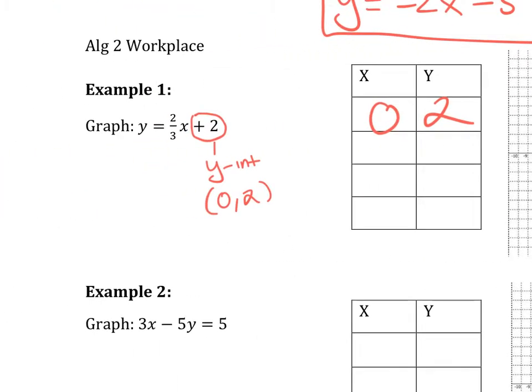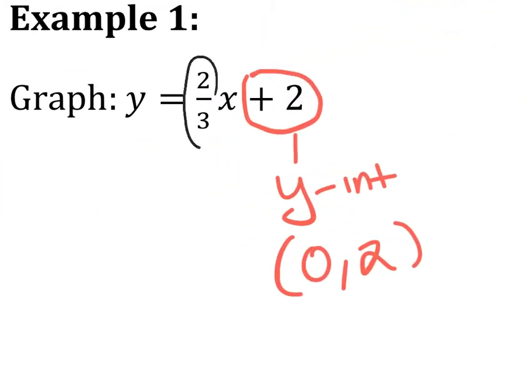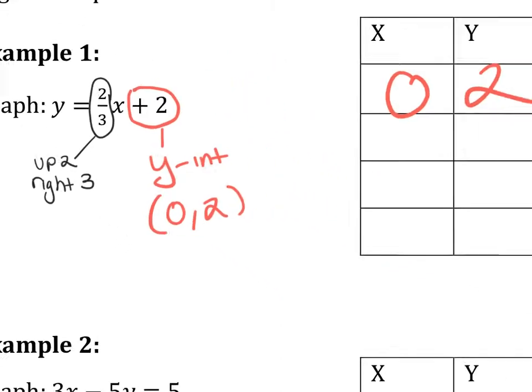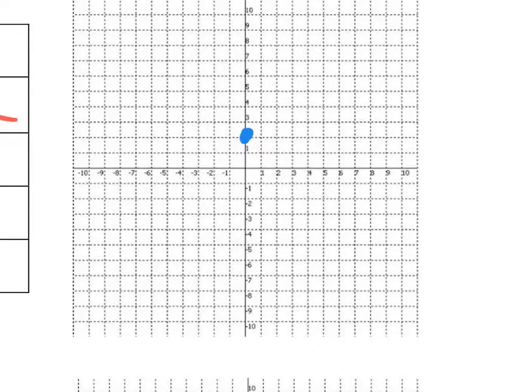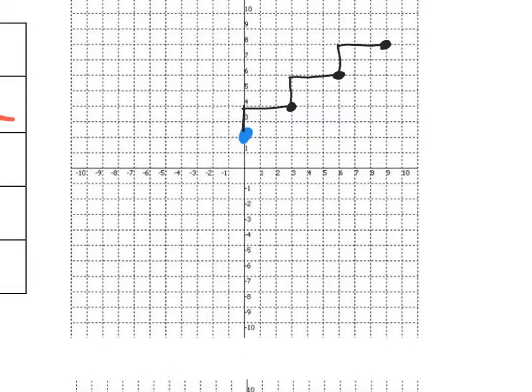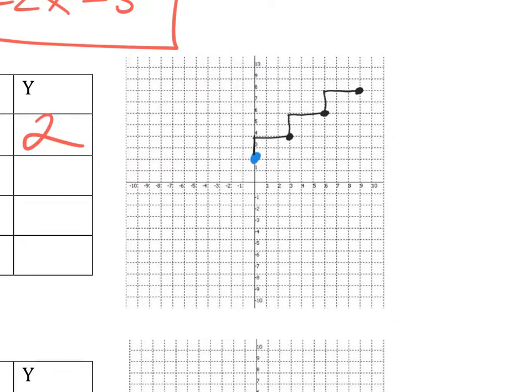And then we use our slope. So our slope here was 2 over 3. So with our rise over run, that means you'd be going up 2, right 3. So we started our point at our y-intercept, up 2, right 3. Do that a few times so you get a nice number of points, and then connect your dots.